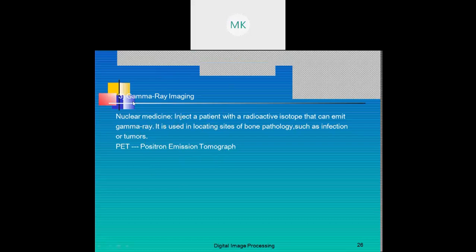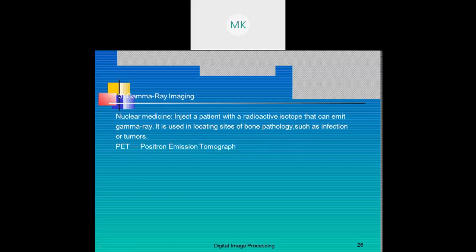This can make use of gamma ray imaging. Gamma ray imaging can be used in the field of nuclear medicine: inject a patient with a radioactive isotope that can emit gamma rays. It is used in locating the sites of bone pathology such as infections or tumors. An example is positron emission tomography.